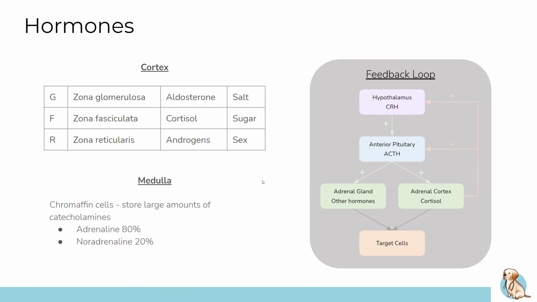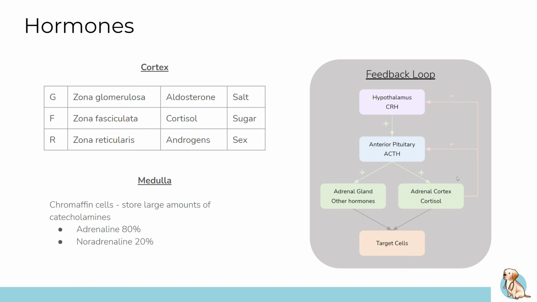And this is what the feedback loop looks like. We basically start at the hypothalamus, which produces CRH, which increases the production of ACTH by the anterior pituitary, which then increases the production of all adrenal gland hormones. So all your aldosterone, cortisol, androgens, and catecholamines, and all of those go to your target cells.